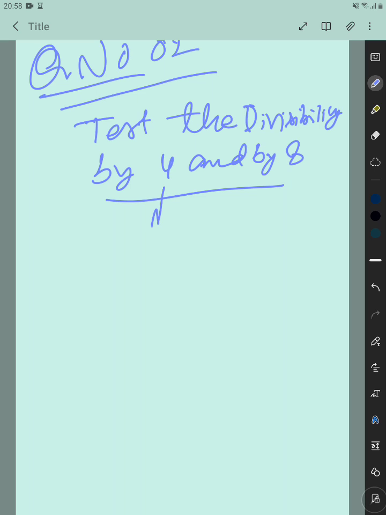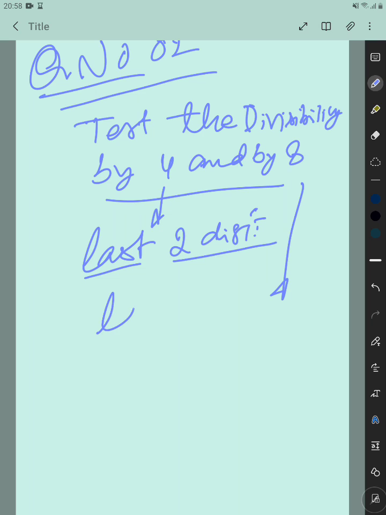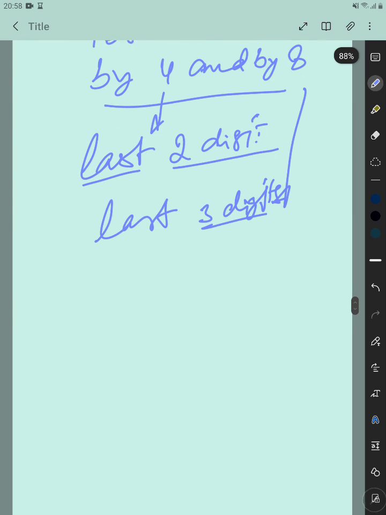So for 4, we need to see the last two digits, meaning ones and tens place. If the last two digits are divisible by 4, then the complete number will be divisible by 4. For 8, we'll see the last three digits. If the last three digits are divisible by 8, then the complete number will be divisible by 8. So we'll take one by one.